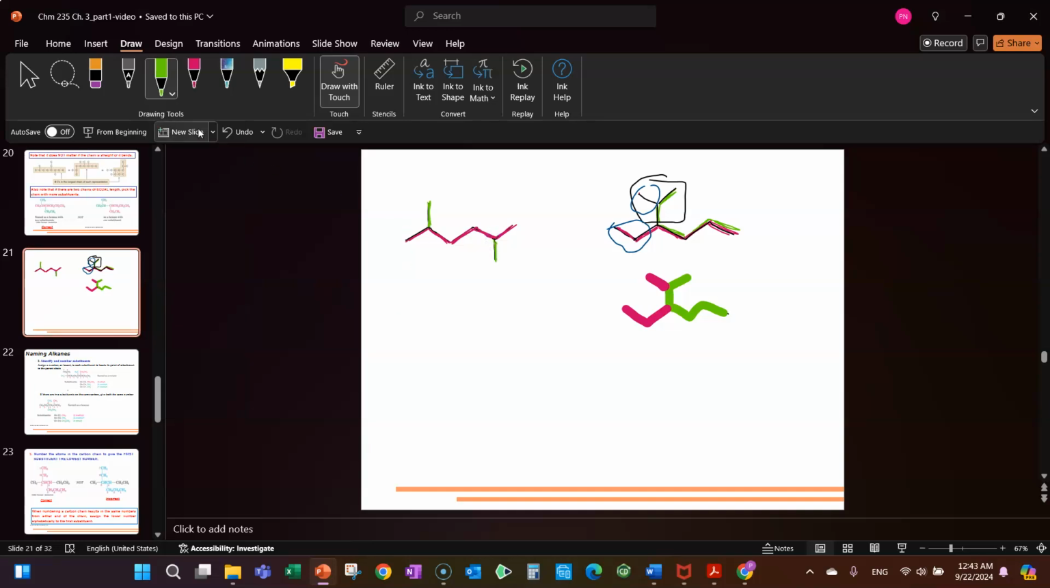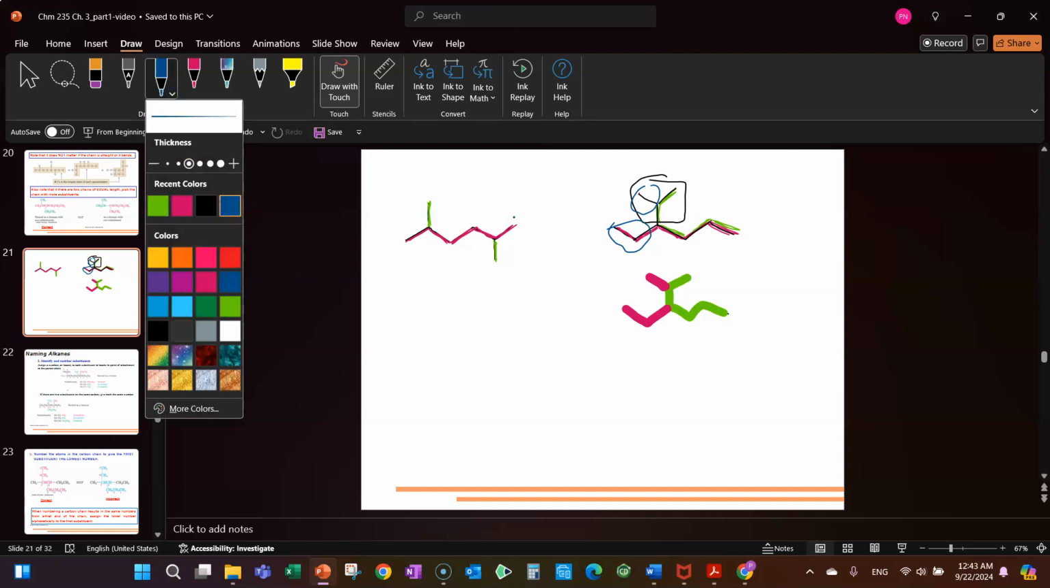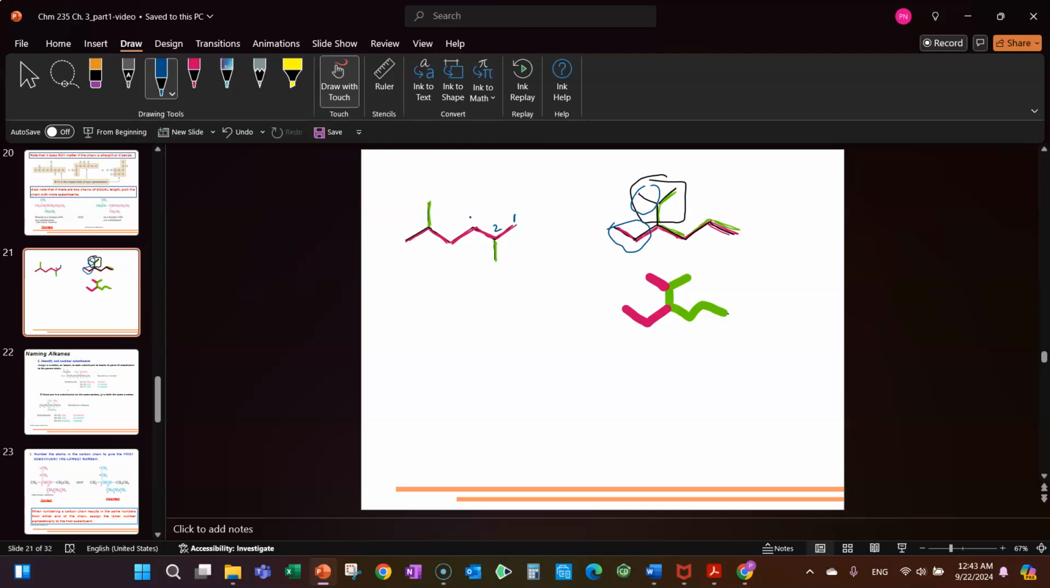Okay, so I will go ahead and number them. Start from here. 1, 2, 3, 4, 5, 6. My parent would be a hexane because it's a 6 carbon atom chain. Once you number them, then you name the substituents now. So at the second carbon atom, you have a methyl, and then at the fifth carbon atom, you have another methyl. Correct? So now you have identified everything. You are ready to name this compound.